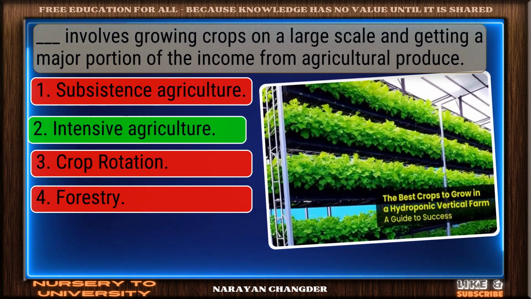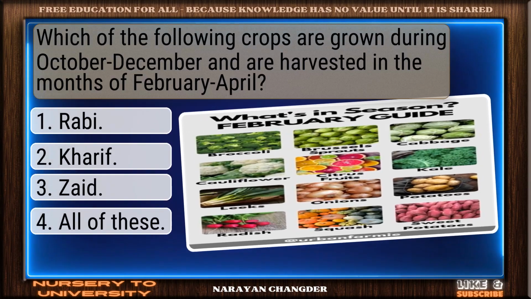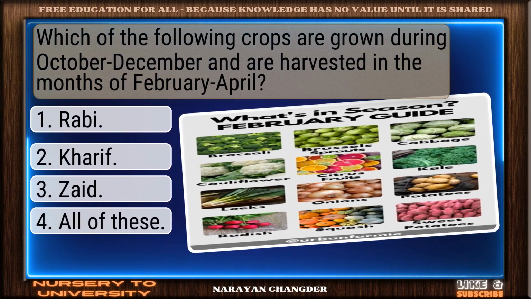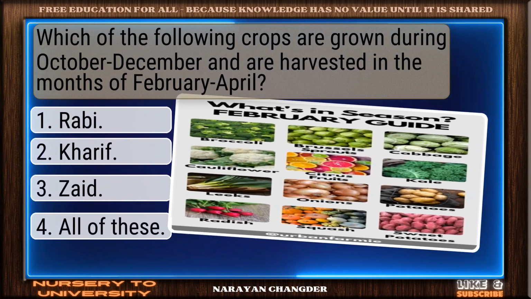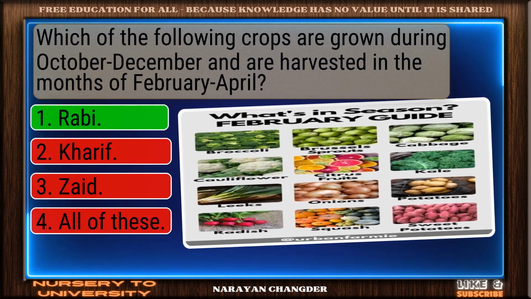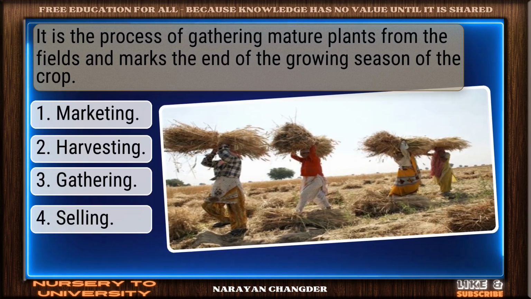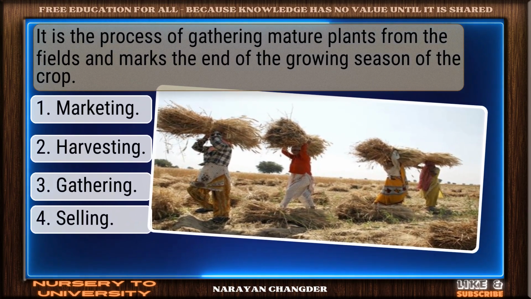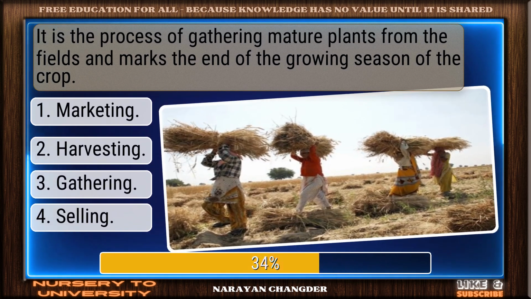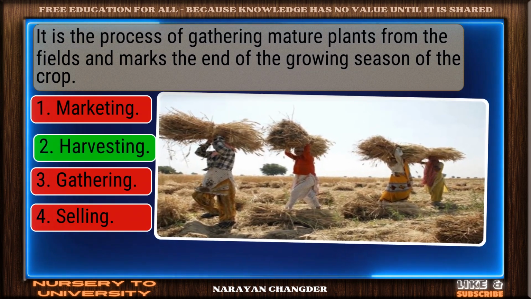Solid response. Intensive agriculture is valid. Which of the following crops are grown during October-December and are harvested in the months of February-April? Smart move. Rabi is accurate answer. It is the process of gathering mature plants from the fields and marks the end of the growing season of the crop. Well picked. Harvesting is correct.